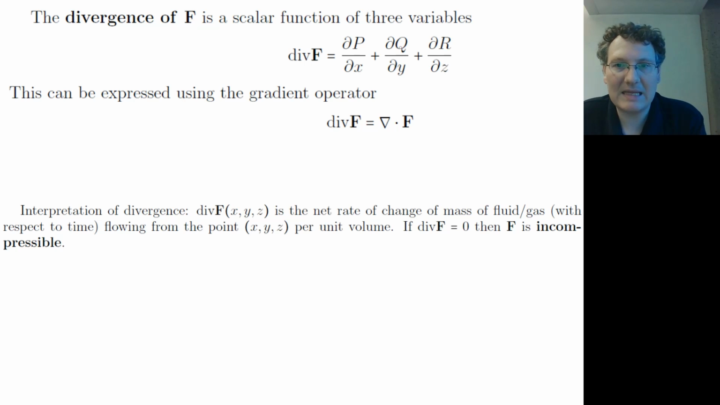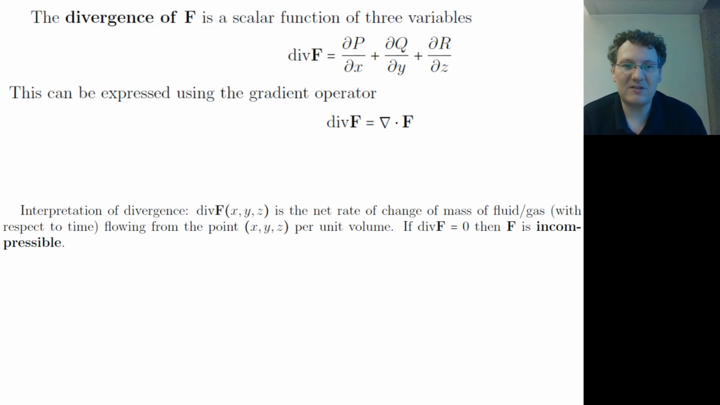Divergence is found when you take the sum of the partial derivatives of the components. So the divergence of f is a scalar function. At any point in the vector field, the divergence is a scalar. It's a number. Using this gradient operator, you can write the divergence as the dot product of the gradient operator and the vector field.